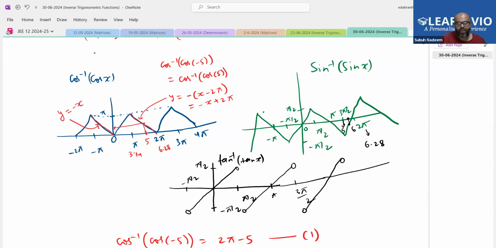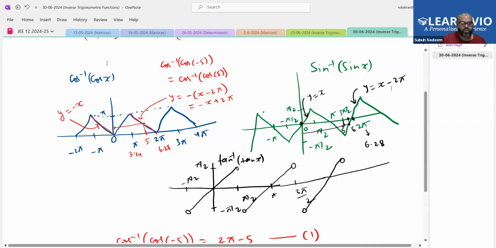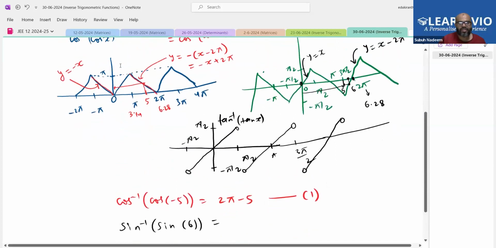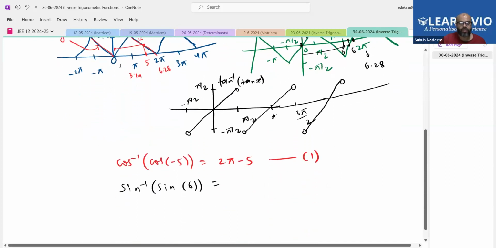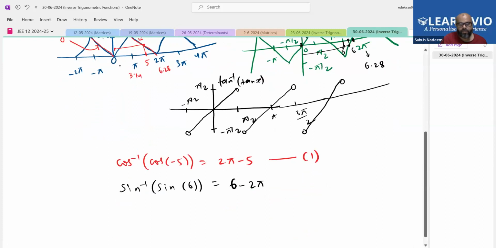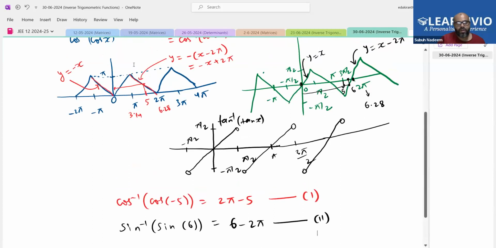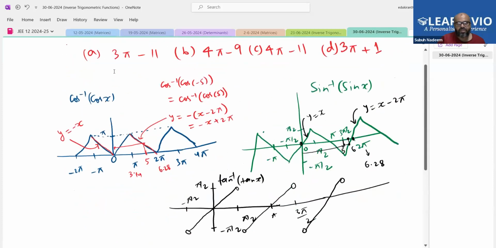Now what is this point? We have to find. So this line is y is equal to x, and this is translated by 2 pi distance to the right from 0 to 2 pi. So this will be y equal to x minus 2 pi. And x is 6. So sine inverse sine 6 is 6 minus 2 pi. This is the next one. Third one is tan inverse tan 12.